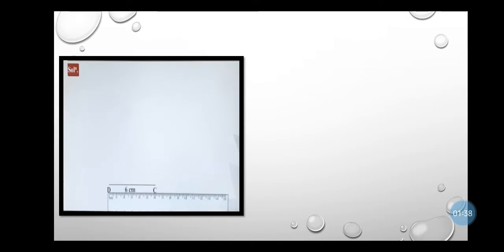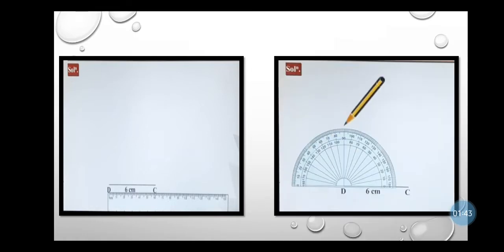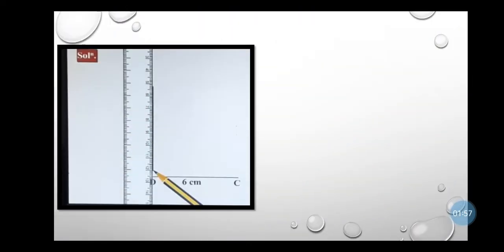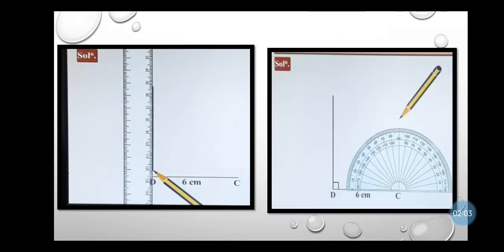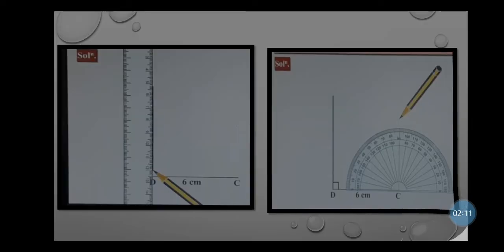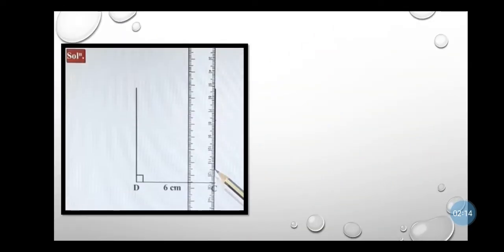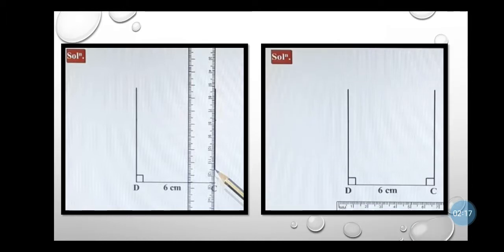The first step, you will draw the base, that is DC of 6 cm. You will be placing your protractor on point D and mark 90 degree as the angles of rectangle are right angle, that is 90 degree. The next step, draw a ray, put 90 degree symbol. Next, same way you will place the protractor on point C, mark 90 degree, draw a ray, put 90 degree symbol.